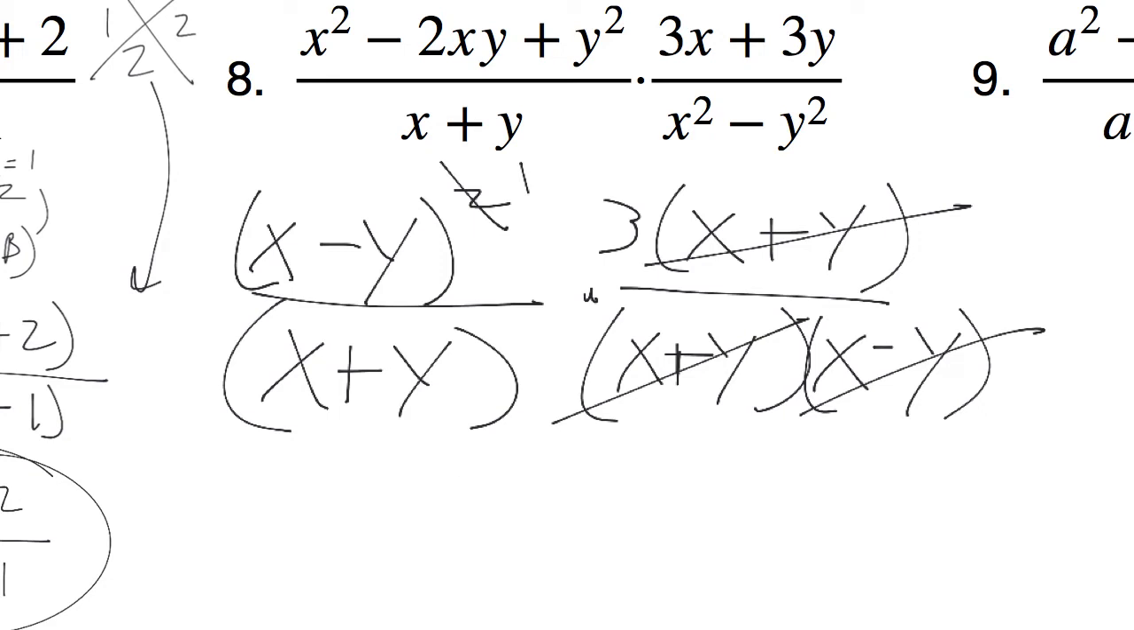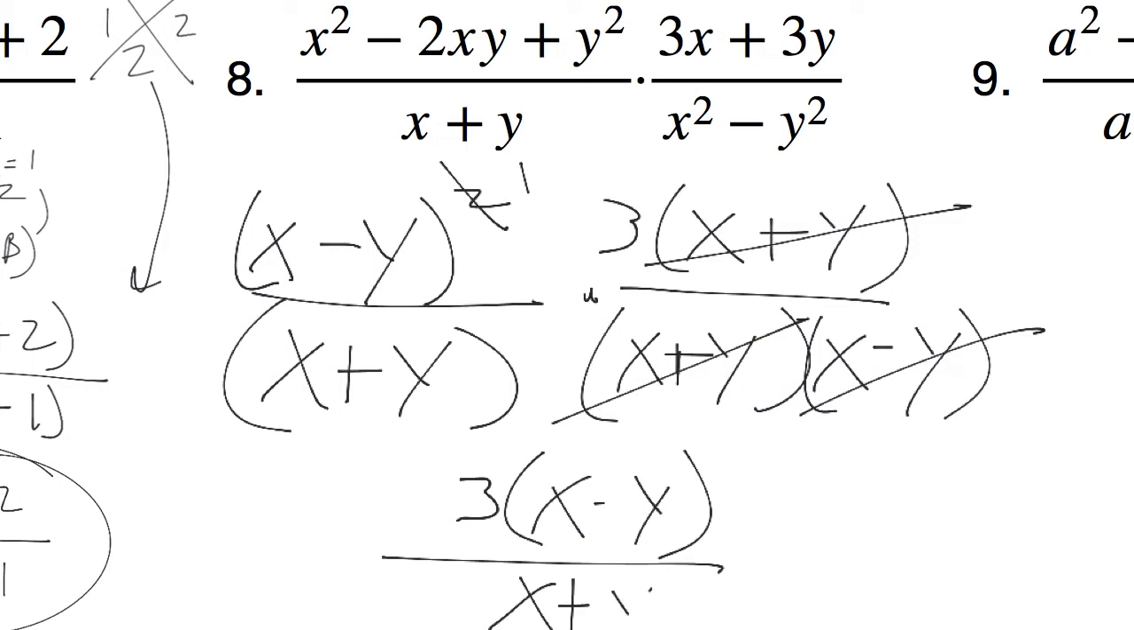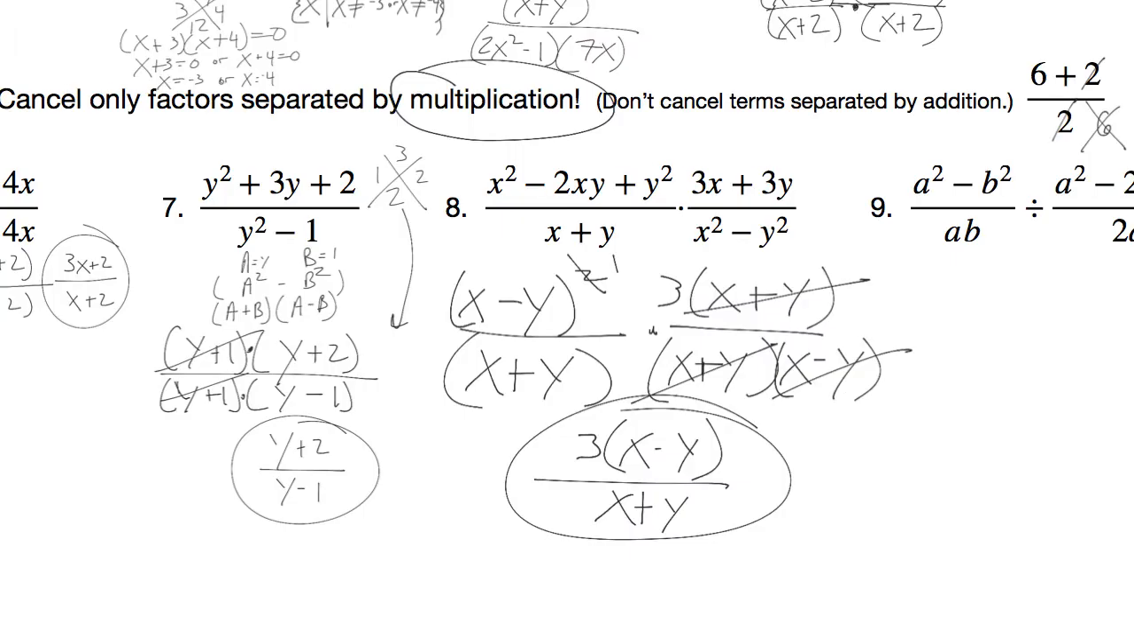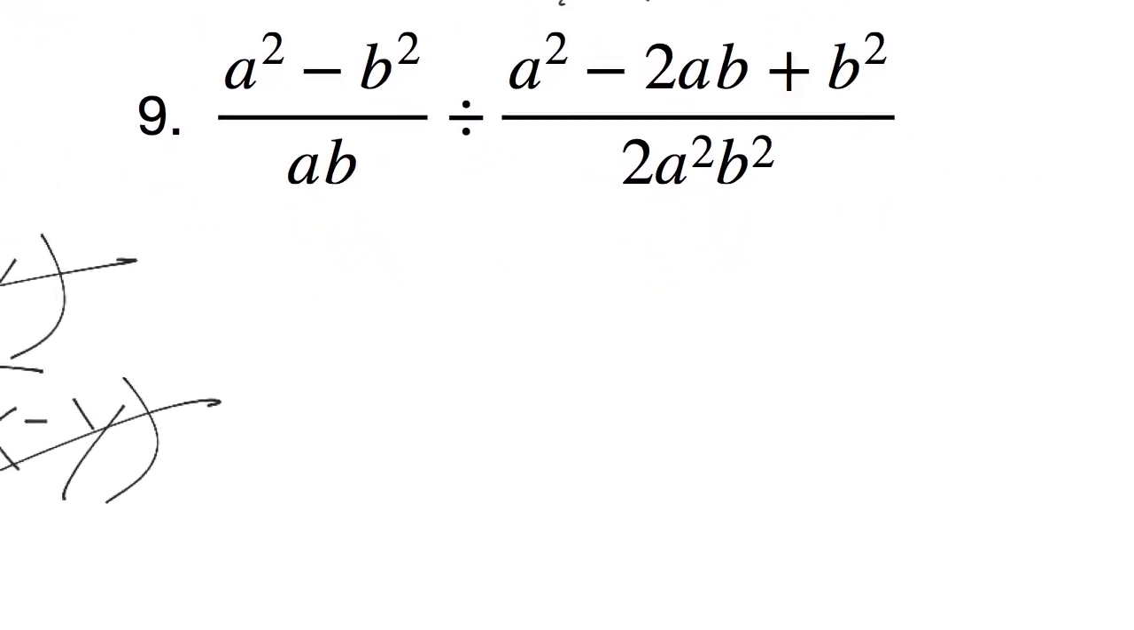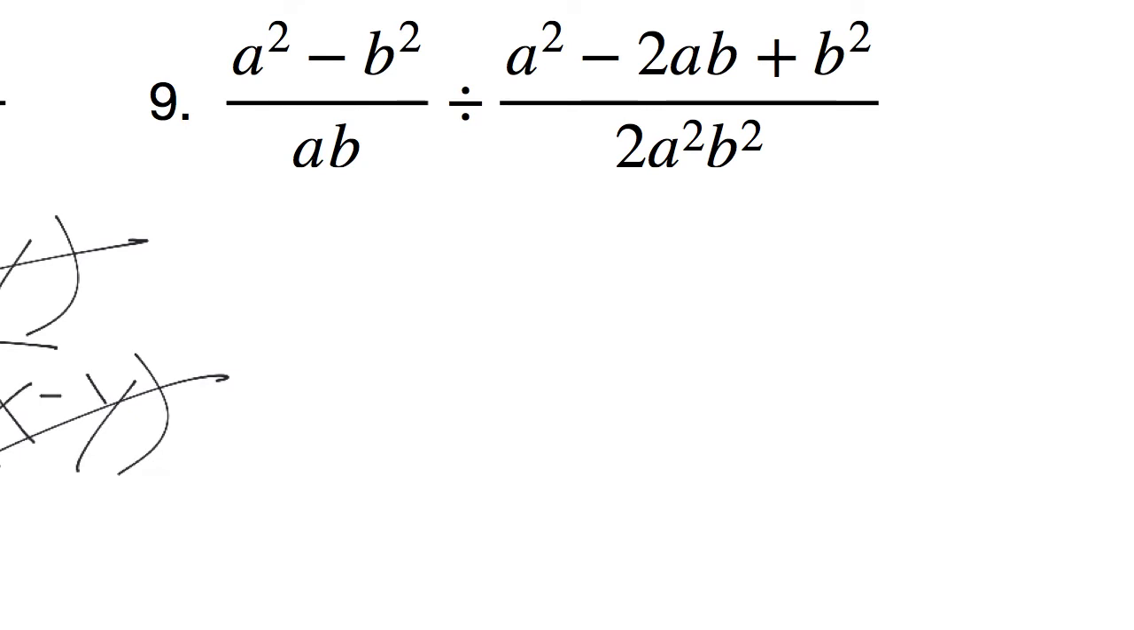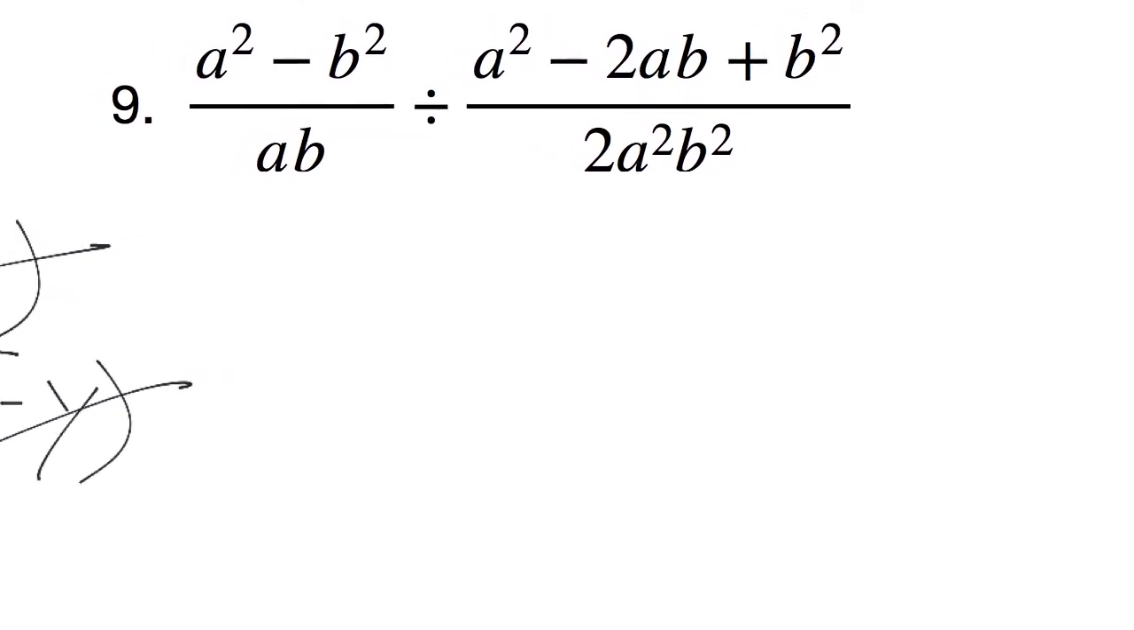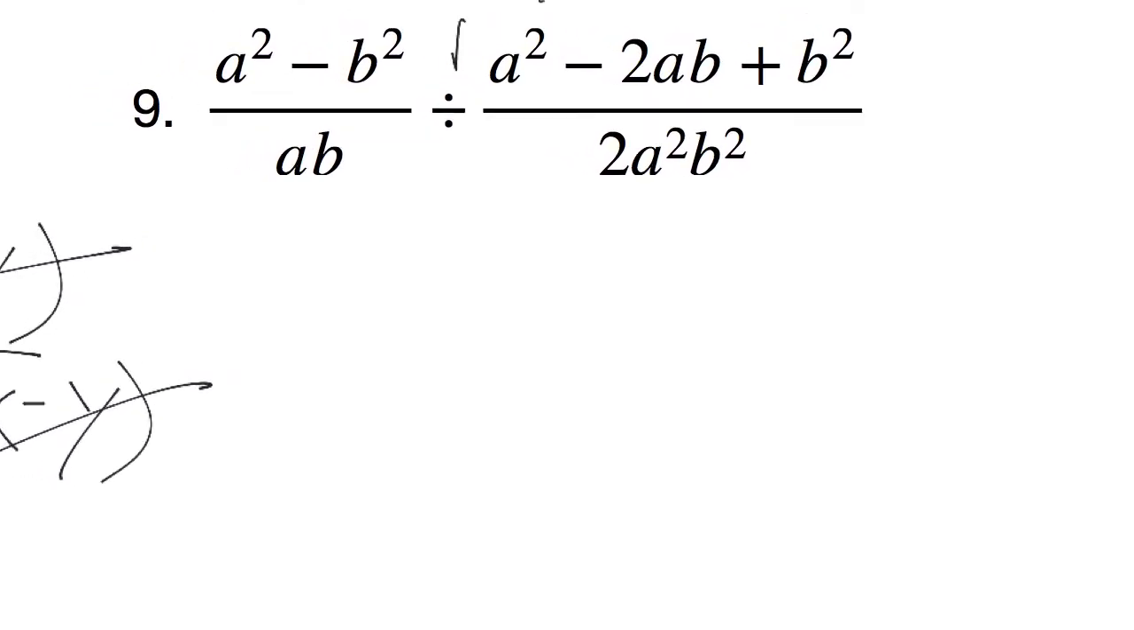So I'm going to say that the answer is 3x minus y over x plus y. Number 9. Oh, look at that. Some division. Alright. Let there be no division among us. Actually, I love division. Check that out.